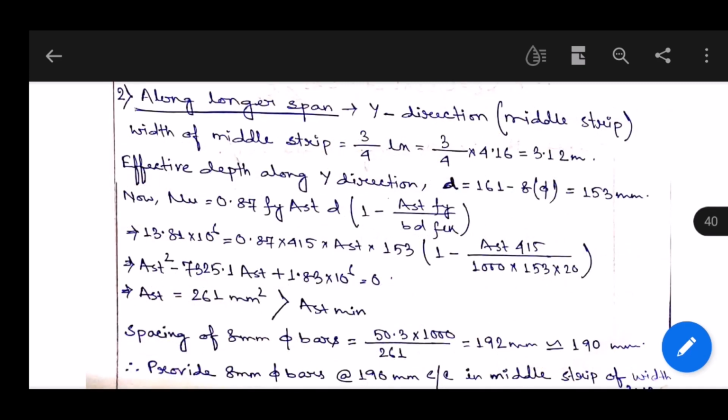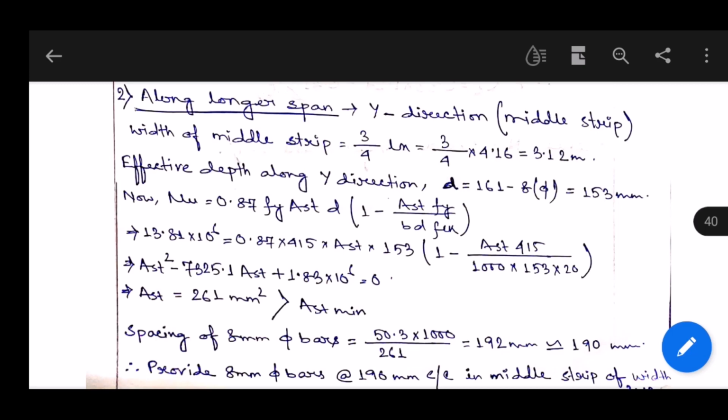now along the longer span, y direction, the width of the middle strip is equal to 3/4 of Lx, that means 3 by 4 into 4.16, that is equal to 3.12 meter. Now the effective depth along y direction will be d minus 161 minus 8, that is the diameter of bar, because already bar along x direction is provided.